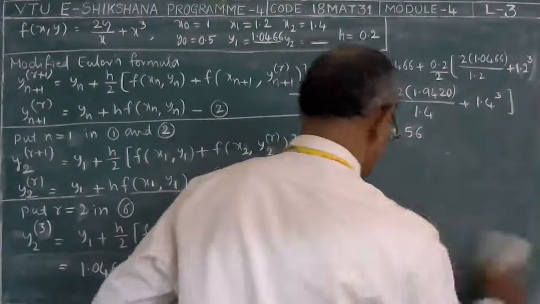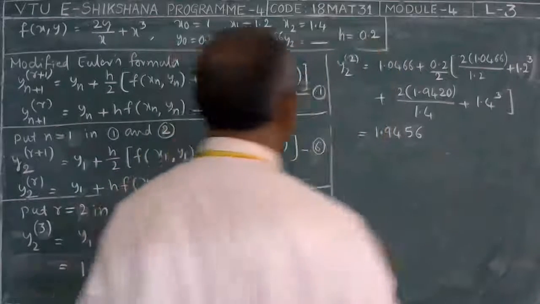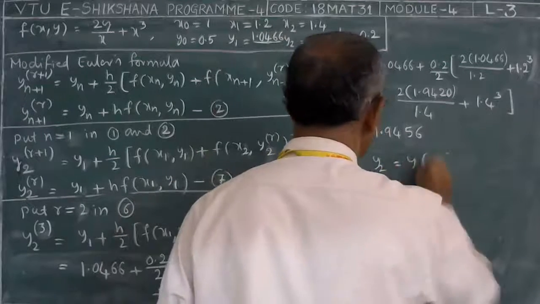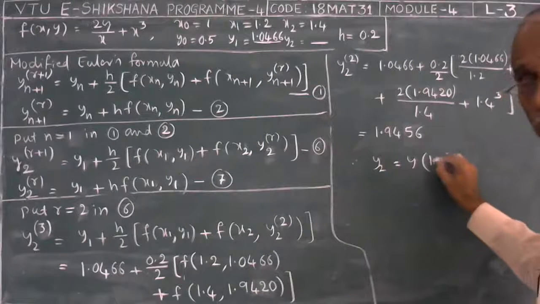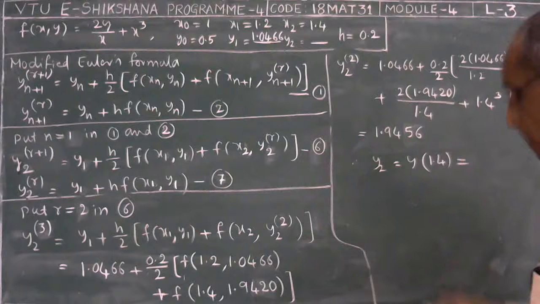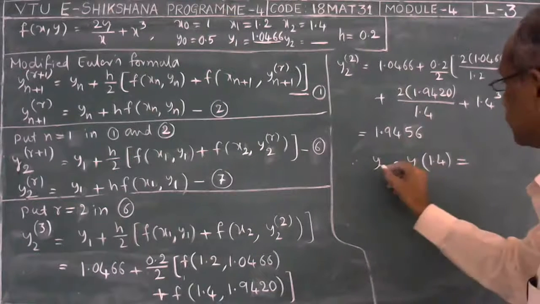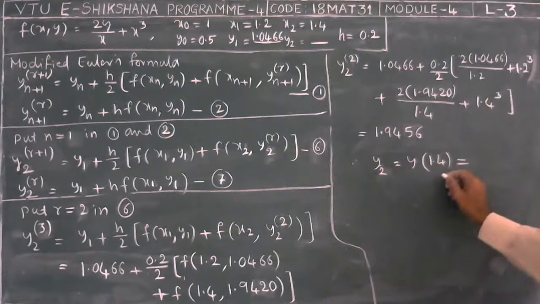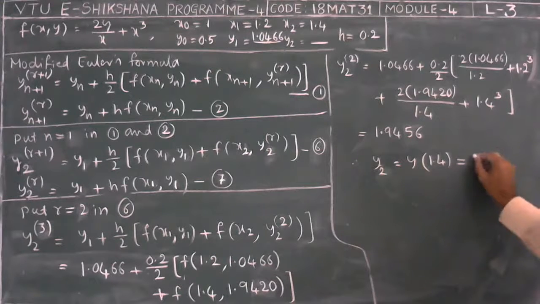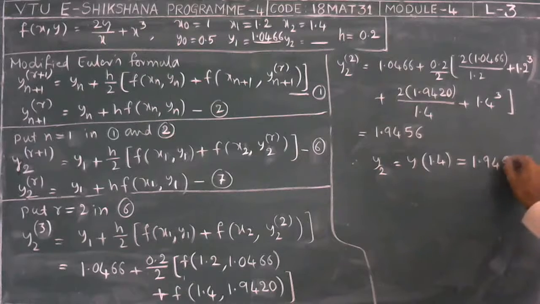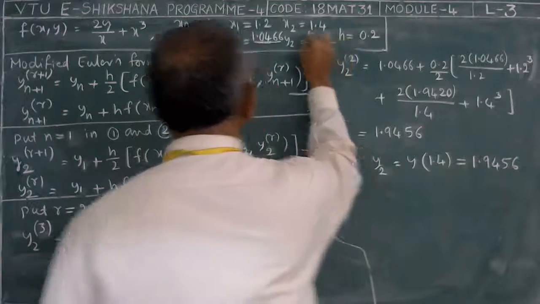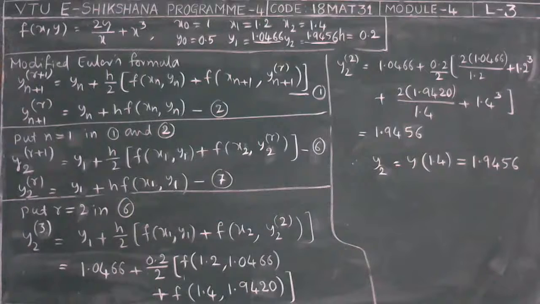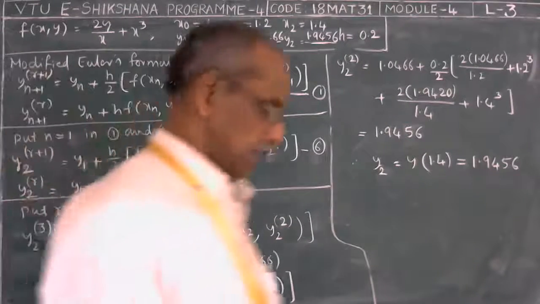So we conclude that the value of y at x equal to 1.4, that is y2, is 1.9456. So this completes the third problem.